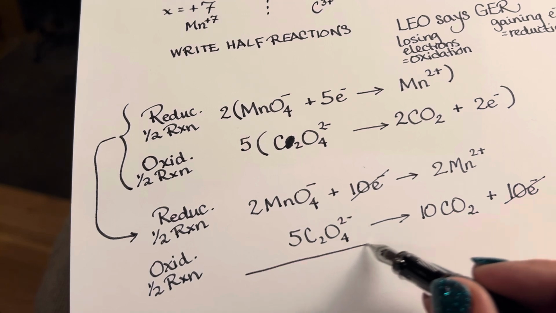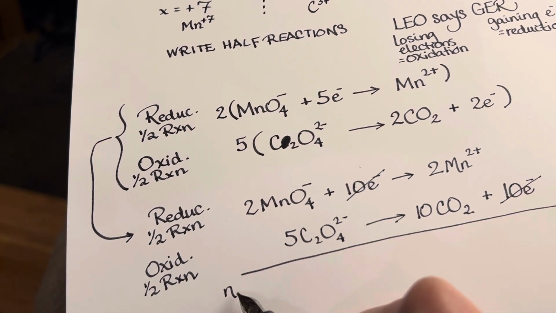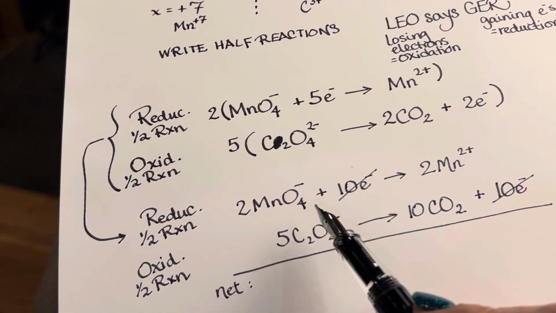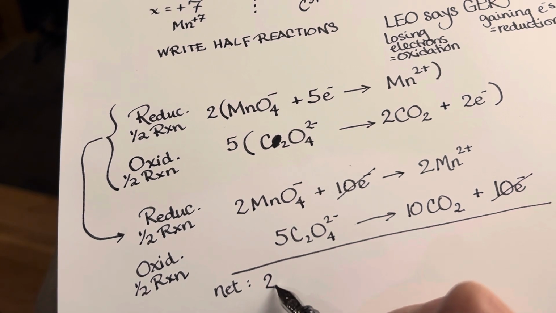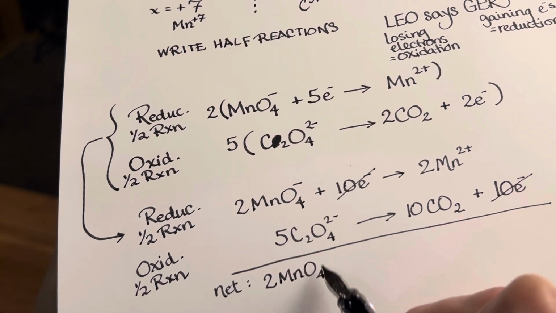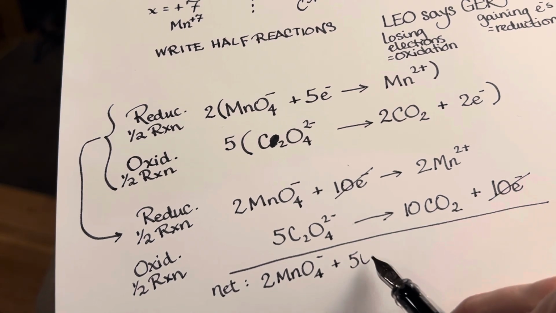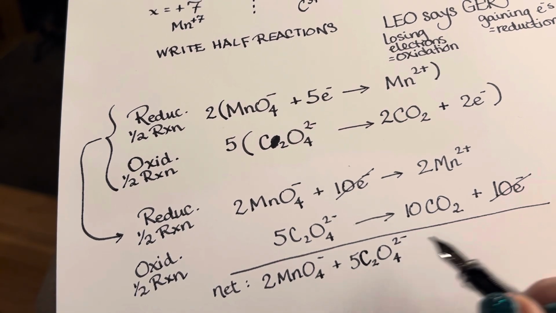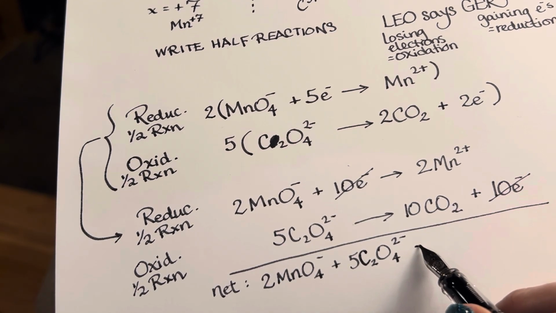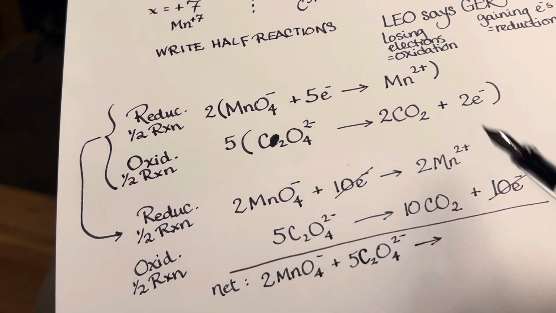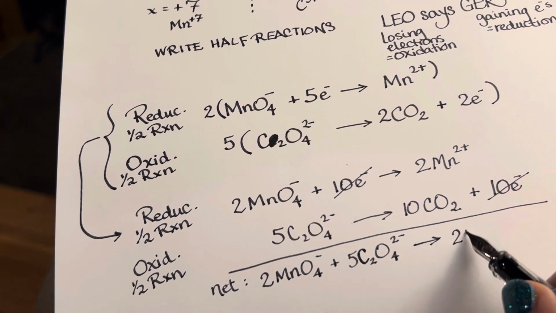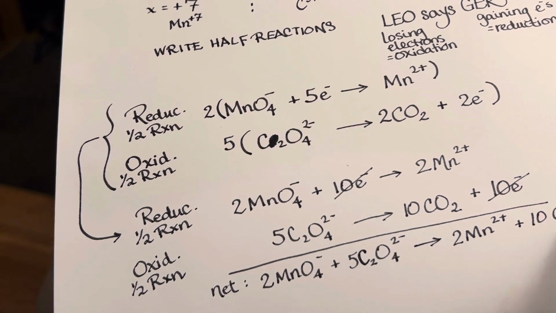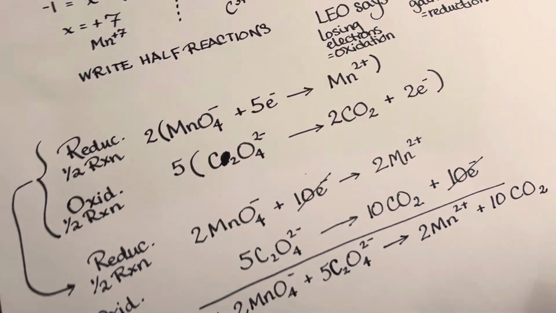And we get a net. Now, this is not a final, but we're partway there. Adding up these 2 half reactions: 2 MnO4⁻ plus 5 C2O4²⁻, and then we see what we have on this side: 2 Mn²⁺ plus 10 CO2. Alrighty.